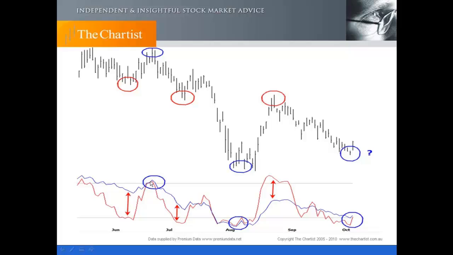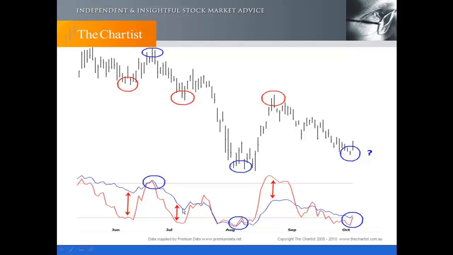The blue line is something you've never seen on the Chartist before. The blue line is the same oscillator but on a weekly time frame. And when they converge together at an overbought, oversold position, you tend to have quite a significant market reversal point.